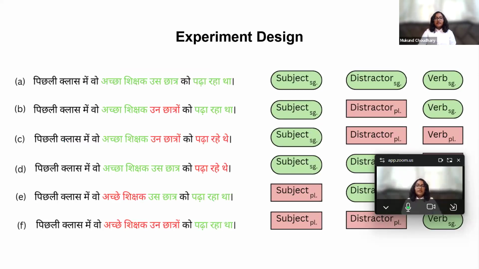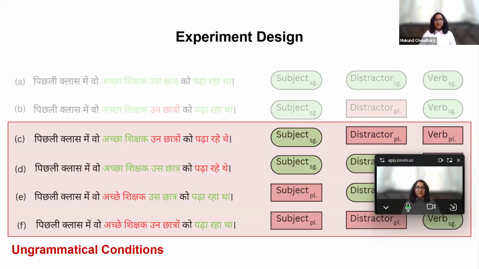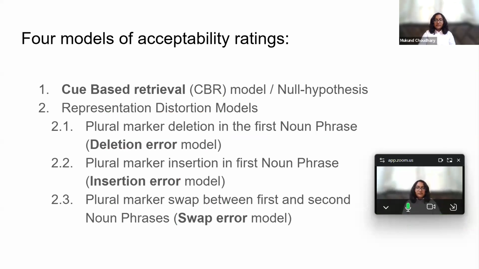We had six conditions which had different combinations of match and mismatch in number feature between the subject noun, the distractor noun phrase, and the verb phrase. We had two grammatical and two ungrammatical conditions. We considered four models of acceptability ratings. The null hypothesis model was the cue-based retrieval model, whereas we had three representation distortion models. The first, plural marker deletion on the first NP, which is the deletion error model. Second, the plural marker insertion in the first NP, which is the insertion error model. And the third, plural marker swap between first and second noun phrases, which is the swap error model.